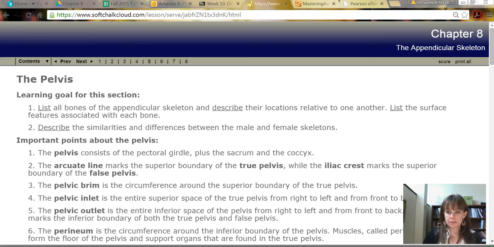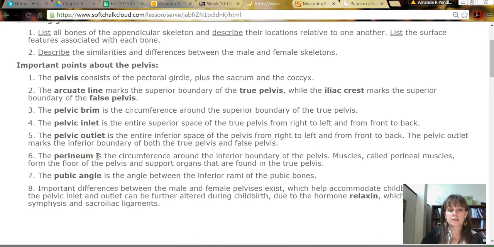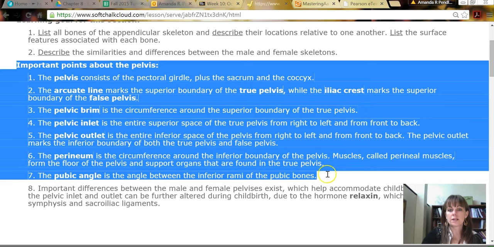Okay, and so what I'd like to do now is talk a little bit more about specifically the pelvis. We've talked about the pelvic girdle, but now there are some things that we have to talk about with the pelvis. First, I'd like to point out to you where each of these features are. So keep this page up, and I'm going to switch to the webcam only view because I think it'll be a better view for you.